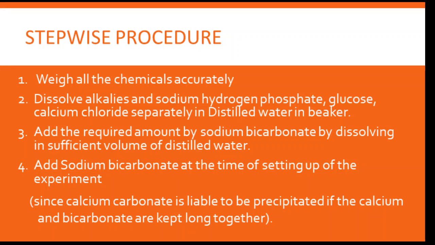Why do we have to mix before setting up of the experiment? Because if you mix both the chemicals, especially the calcium chloride will react with the sodium bicarbonate and form calcium carbonate. Since calcium carbonate is liable to be precipitated if calcium and bicarbonates are kept together, we avoid keeping them together for long. That's why we will make the solutions separately in 2 beakers, and before starting the experiment we'll mix them and we'll use it.